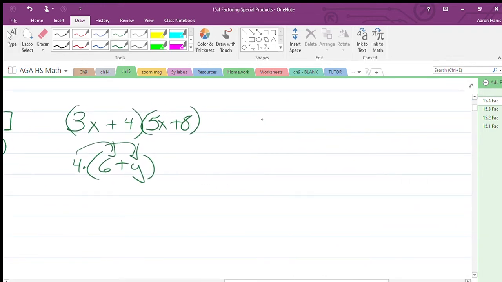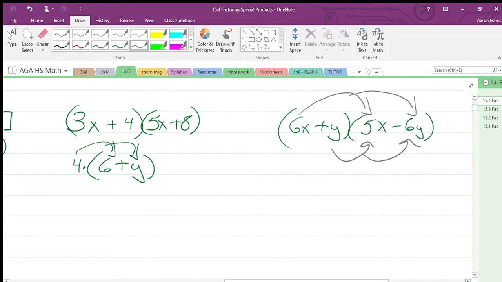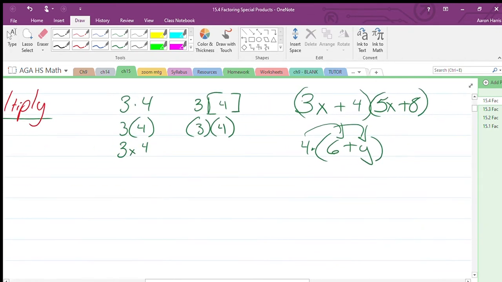Same thing if I have FOIL, so 6x plus y, and 5x minus 6y. When I FOIL, I am what? I am multiplying 6x times each term in the second one, and I'm multiplying y times each term in the second polynomial. So all of this is multiplication. I want to make sure that you understand that.